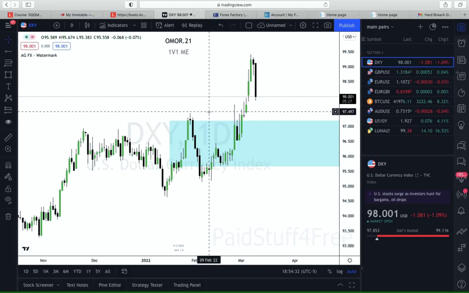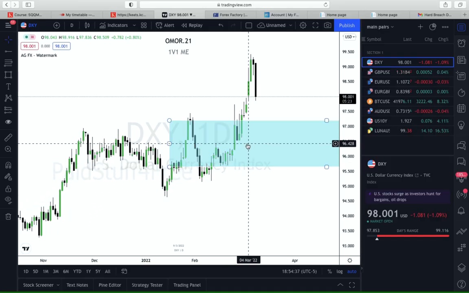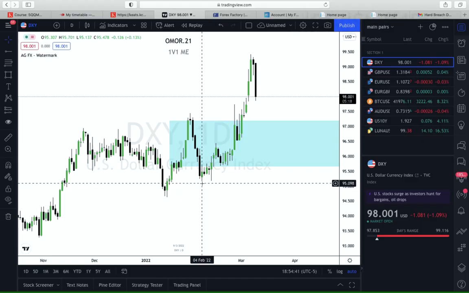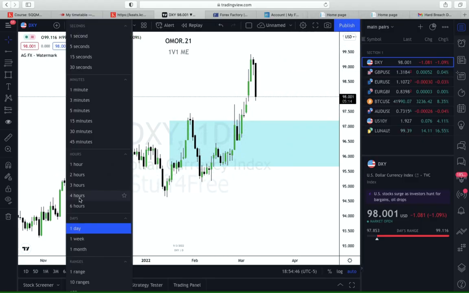So you want to look at the liquidity pools. Liquidity pool here, there's a gap here, liquidity pool here, and liquidity pool here. It's a daily time frame, so it will take a lot of time. However, let's go on the 4 hour.